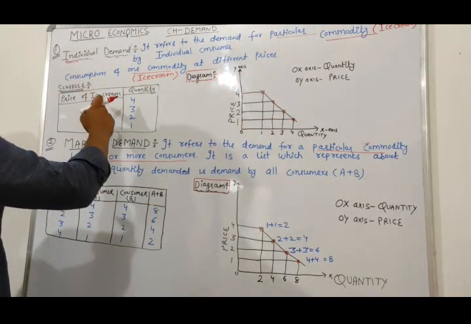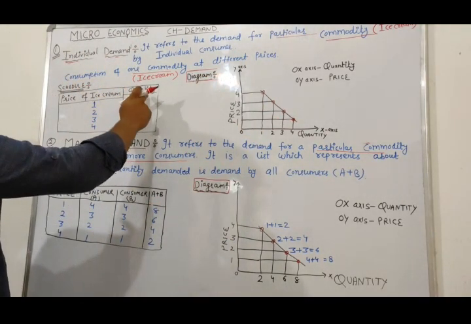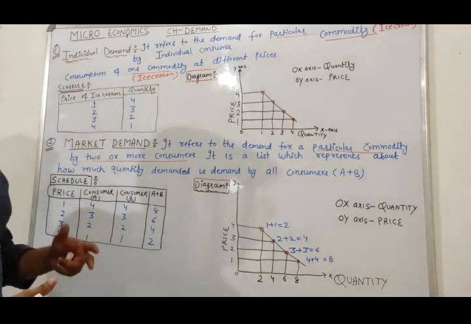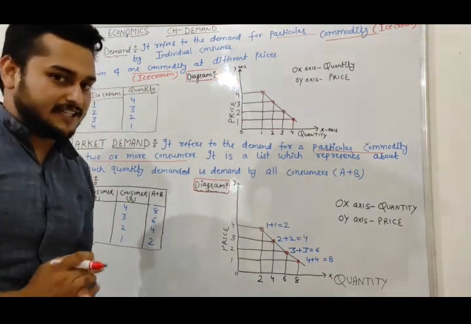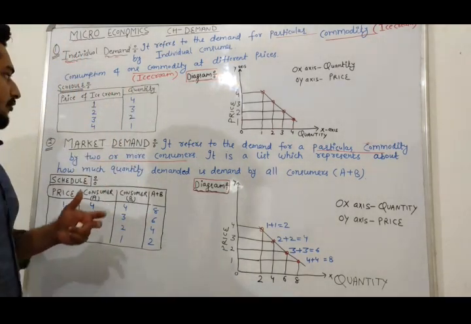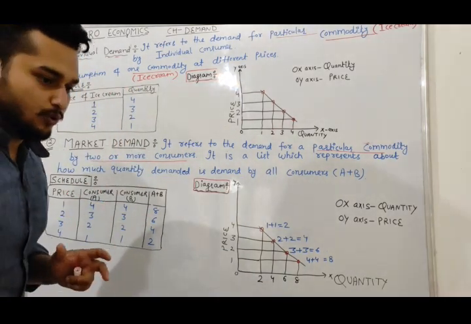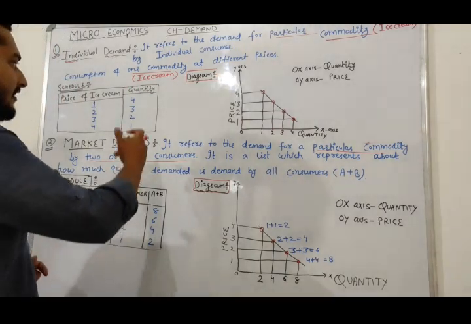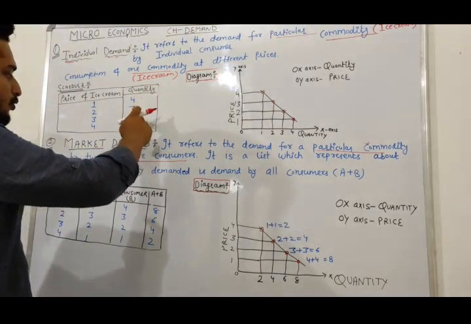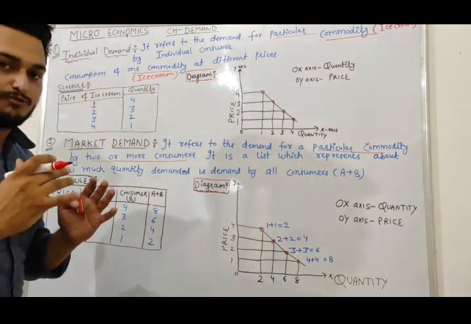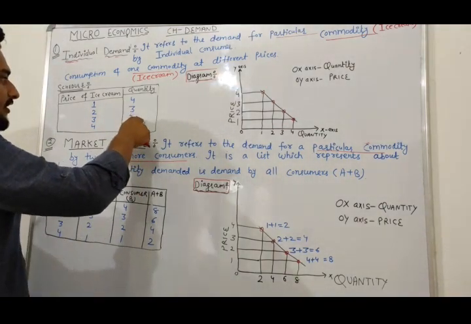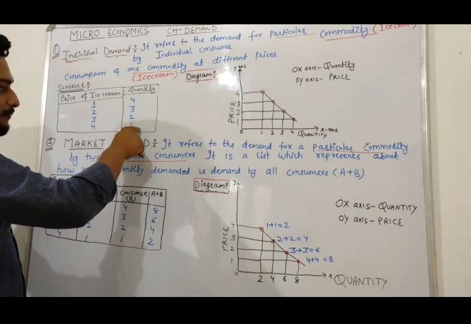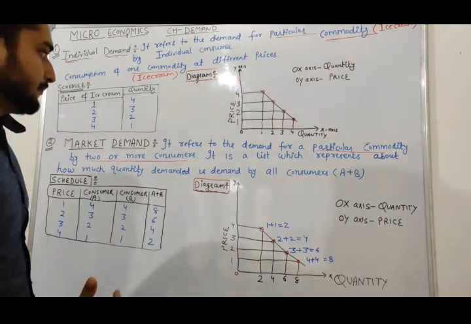When the price of ice cream is 1 rupee, I have purchased 4 ice creams. When the price increases from 1 to 2, I decrease the quantity of ice cream to 3. And when the price increases from 2 rupees to 3 rupees, I have decreased the quantity from 3 to 2. And when the price increases from 3 rupees to 4 rupees, I have decreased the quantity of ice cream and come to 1 ice cream.